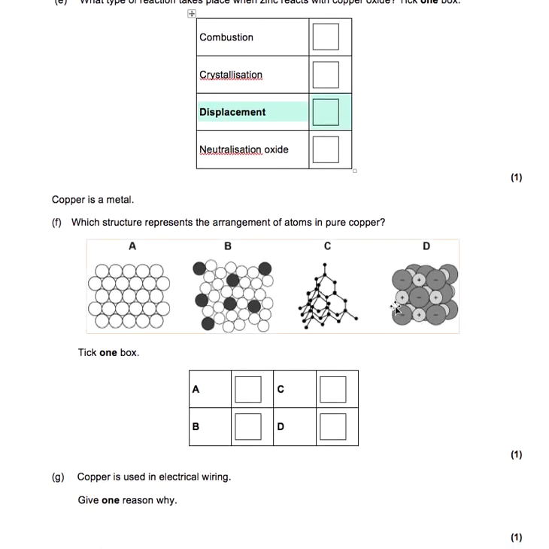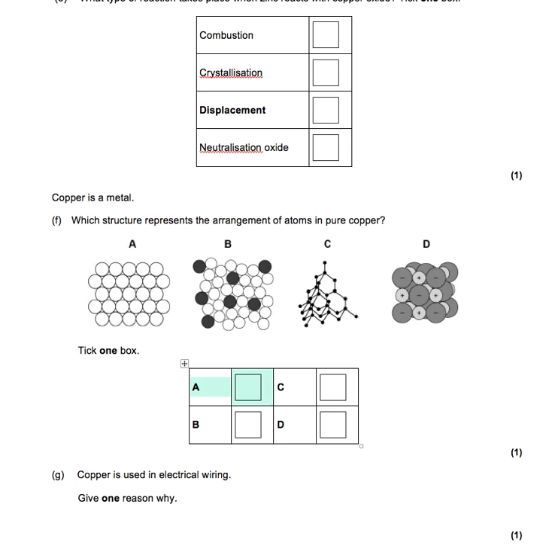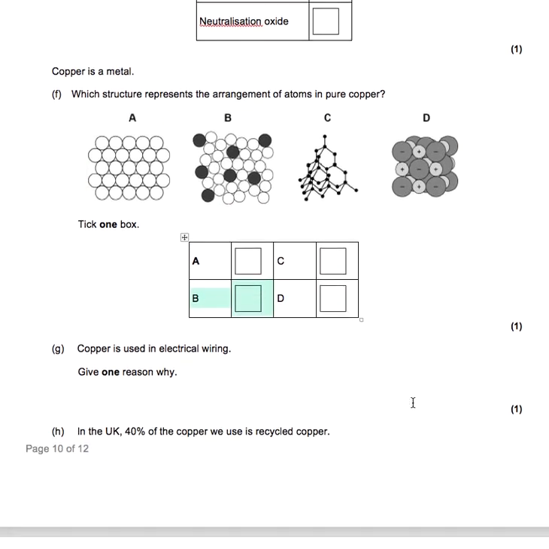It is a displacement reaction. Copper is a metal. Which structure represents the arrangement of atoms? Well, this clearly isn't just a metal. This is a compound of some kind because you have different kinds of atoms. And this is not the way metal atoms are arranged. And this is obviously a compound as well. So it's A. Now let me just make C and D not bold to make A stand out as being the right answer there. So A is the answer.